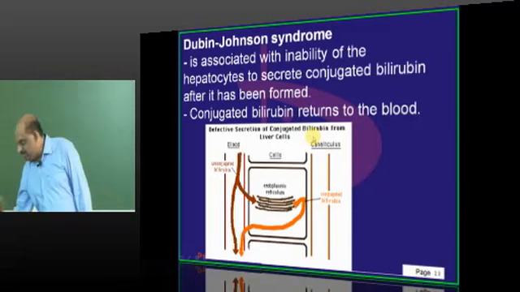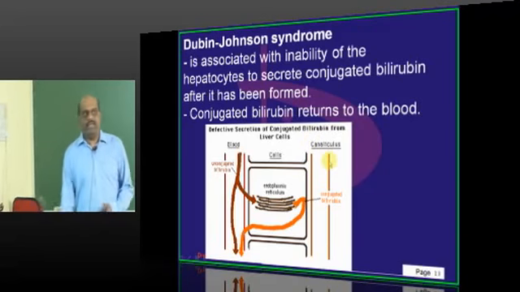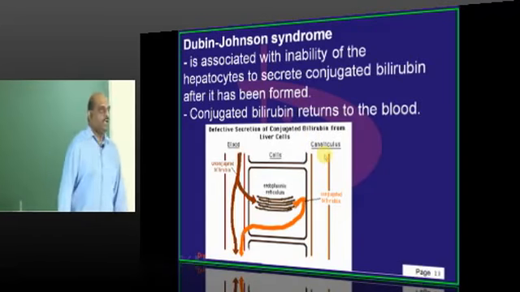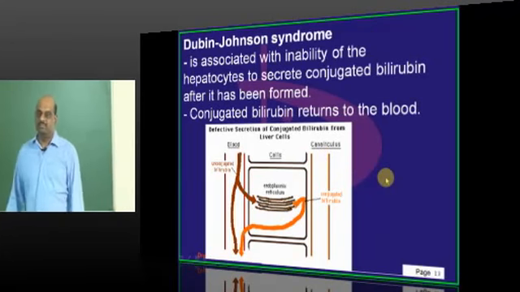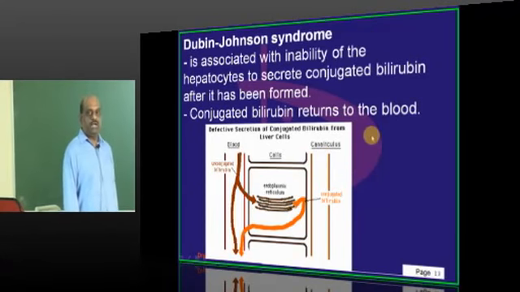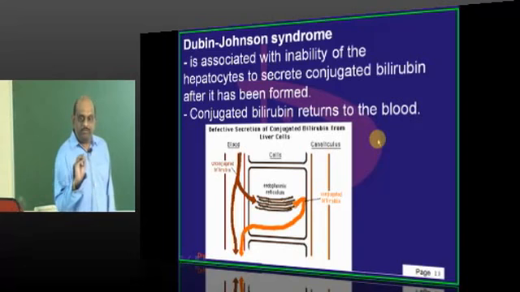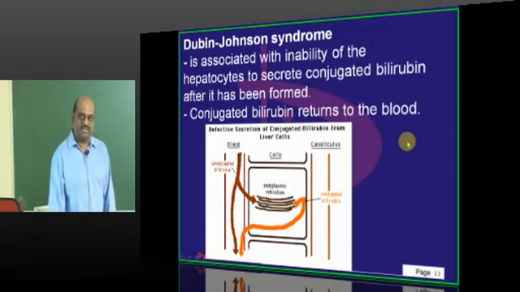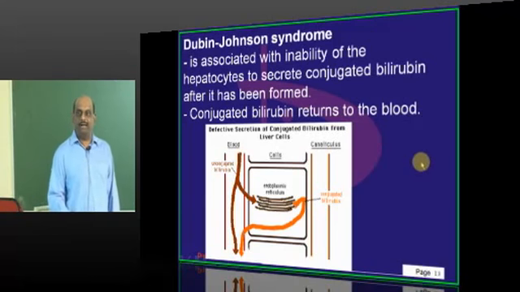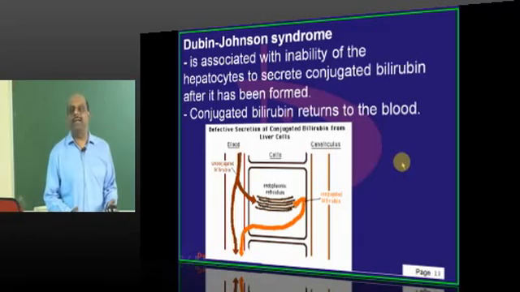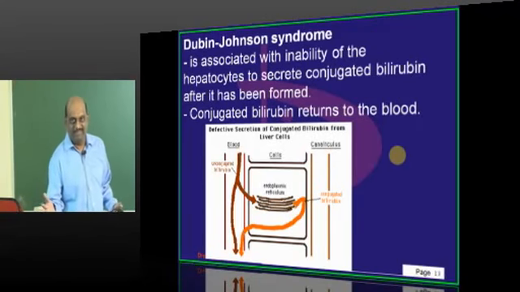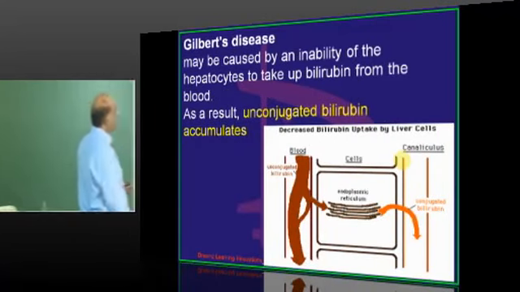Then what is Dubin-Johnson? With great difficulty, bilirubin got conjugated. But in Dubin-Johnson, that conjugated bilirubin needs to be thrown out by the hepatocyte. Secretion should be done. Only then can it enter the biliary canalicular system and go into the intestines. A secretory defect will lead to that conjugated bilirubin remaining in the liver and depositing there, leading to black pigmentation of the liver, which is called the pigmented liver, a description of Dubin-Johnson.